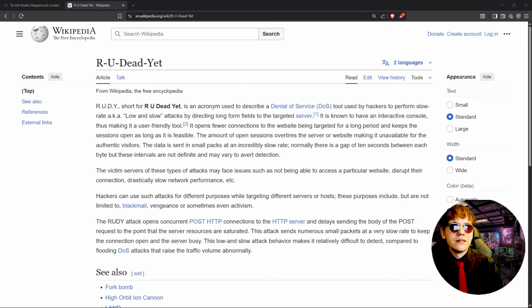Actually, R.U.D.Y stands for Are You Dead Yet? So it sends numerous small packets at a very slow rate to keep the connection open and the server busy. It's a low and slow attack, so it's difficult to detect. That's why Elliot loves it so much.